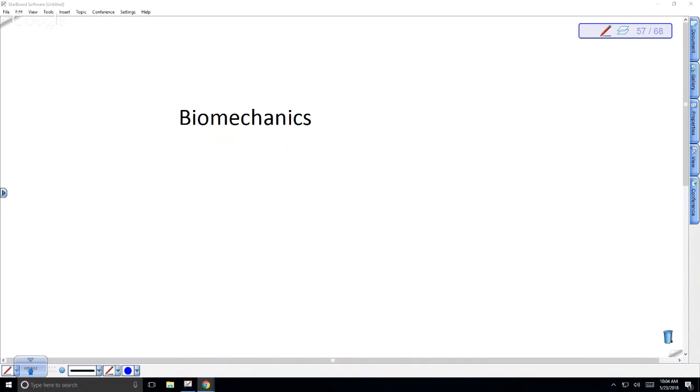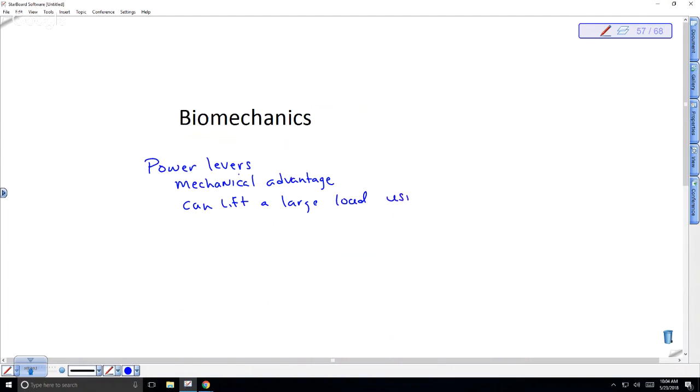Okay, so we have two different types of levers, classified as to whether or not it takes a lot of effort to move the load or little effort to move the load. And so one of the things that we can talk about are what are referred to as power levers. These work at a mechanical advantage. So this means that you can lift a large load using little effort. Okay, so that's the first type of lever.